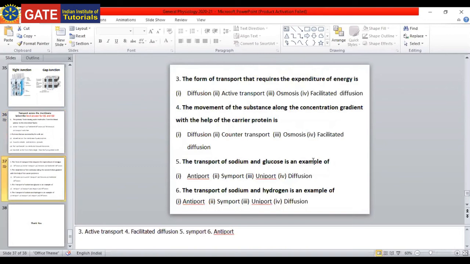The form of transport that requires expenditure of energy: active transport. Good. The movement of a substance along the concentration gradient with the help of a carrier protein: facilitated diffusion, because of the carrier protein. Transport of sodium and glucose is an example of symport. Good. Transport of sodium and hydrogen is an example of antiport. Good. That's all for today.